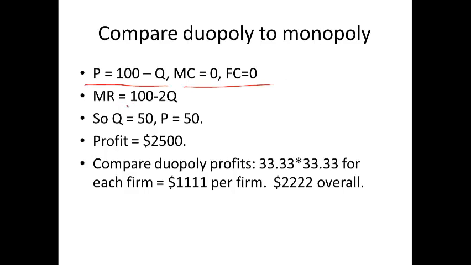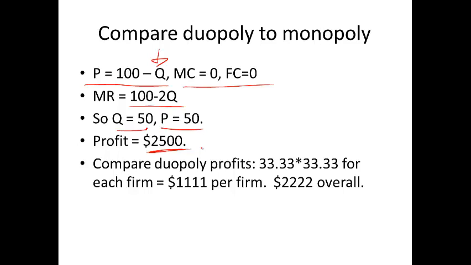So the marginal revenue is 100 minus 2Q. Setting that equal to 0, we get that Q equals 50. Plugging 50 back into the demand curve, we get that P equals 50. And profit equals 2,500. Compare that to the duopoly profits.